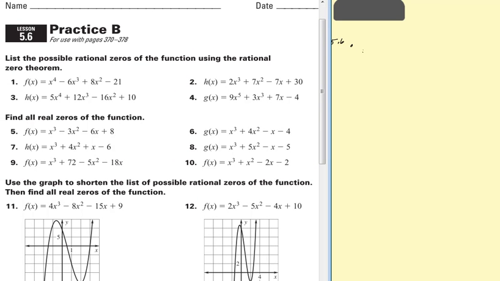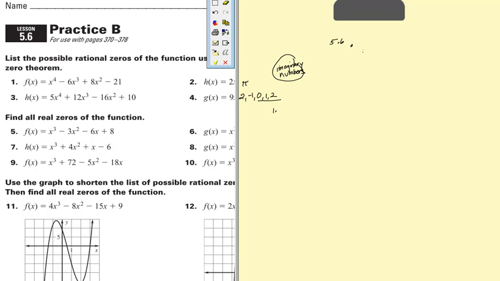List all the possible rational zeros. So on number 1, you take the constant term, which is the negative 21. You drop the sign, so it's just 21. We need to do all the multiplication facts that equal 21. So 1 times 21, 3 times 7, and that would be it. So the factors of 21 are 1, 3, 7, 21.